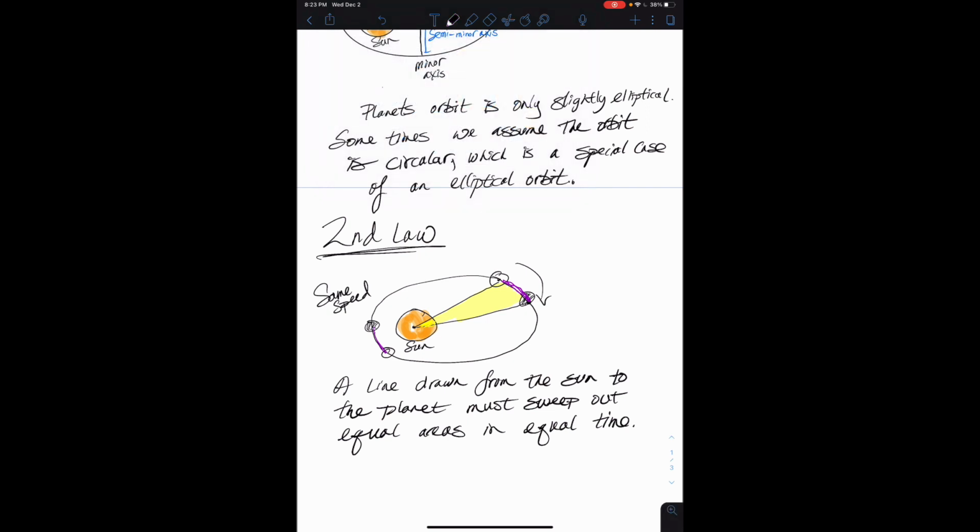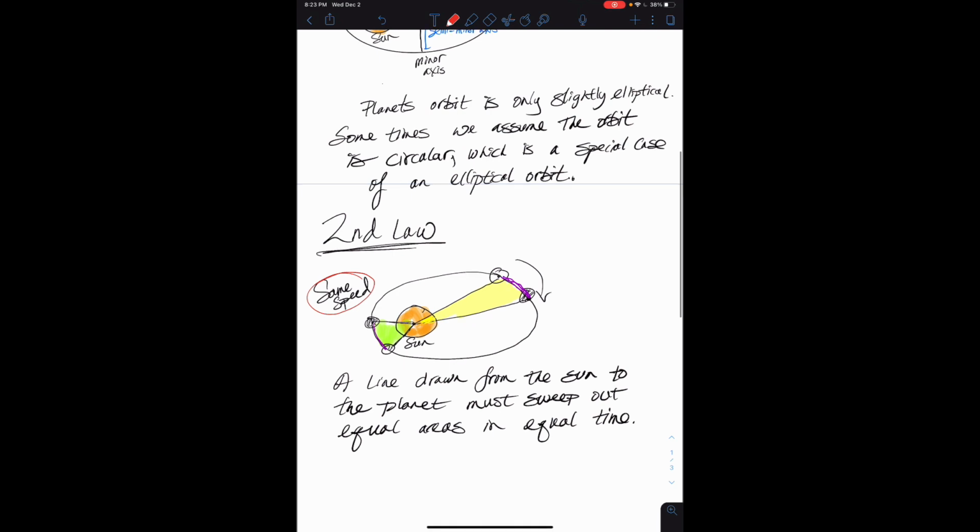And that means that this line from the center of the planet to the center of the sun, and from the center of the planet to the center of the sun, I'm saying that this area right here, I'll use green, is equal. Because that's what Kepler's second law states, that a line drawn from the sun to the planet must sweep out equal areas in equal time. And if the planet was traveling the same speed, which it's not, then this would happen, and it would not obey Kepler's second law.